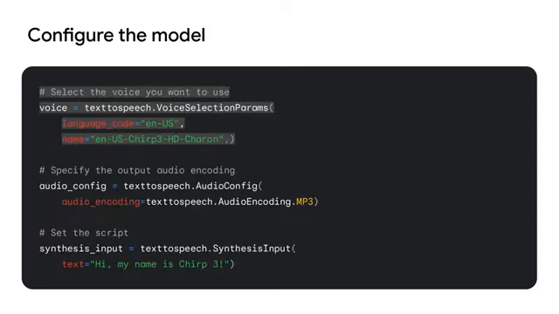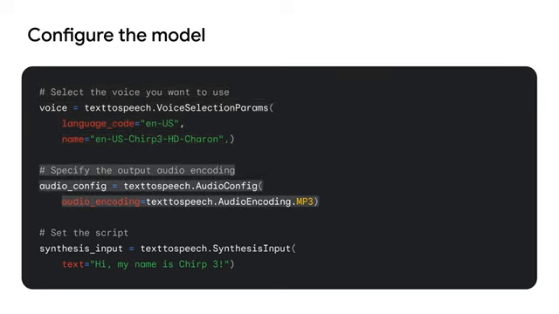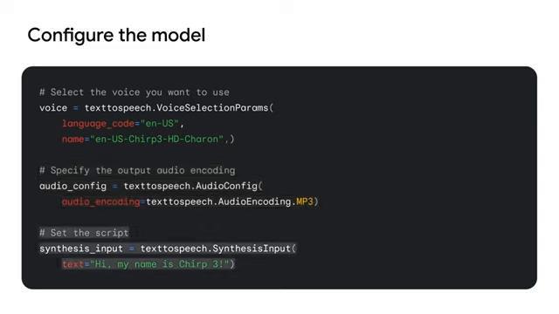Now let's move on to configuring the speech generation task. You start with selecting the voice you want to use and the config of the output audio, such as which audio encoding you want to use. Then specify the script that you want Chirp to read out.